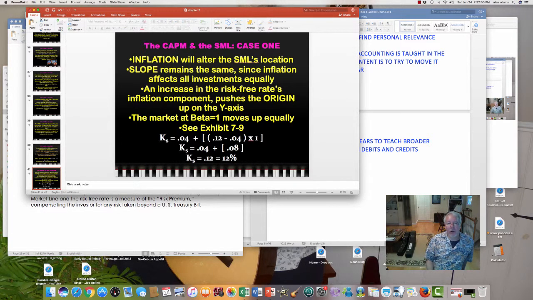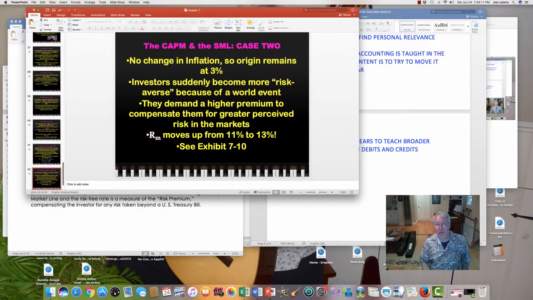Okay, so let's draw a new SML, and that means I'm going to look at a beta of 1. If you math it out here and plug in 4% and 12% and 4% again, you're going to get 12%. So for a stock with a beta of 1, indexed exactly to the market, a beta of 1 is going to result in a K sub S of 12%.